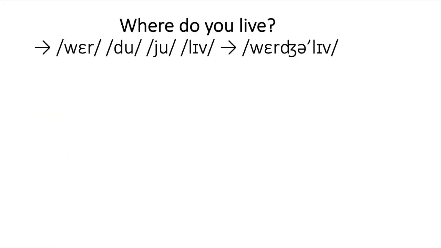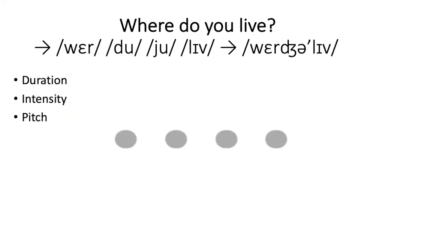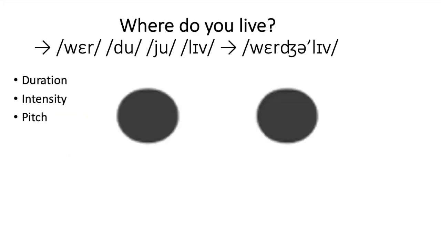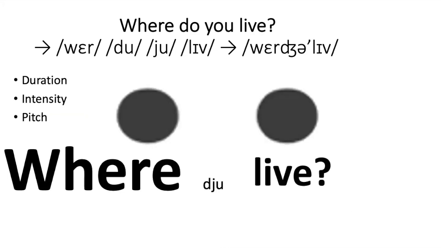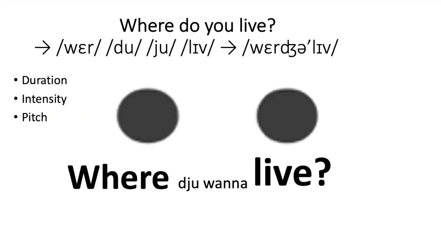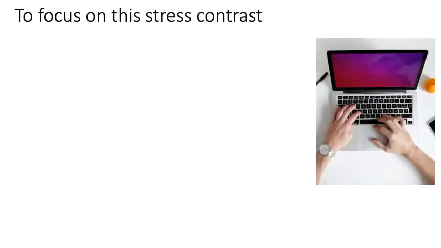So you can understand that we talk about the duration, the intensity, and the pitch. Where do you live? Or where do you live? Where do you want to live? Okay, so to focus on this stress contrast, we need to think about how one syllable is pronounced compared to the other.